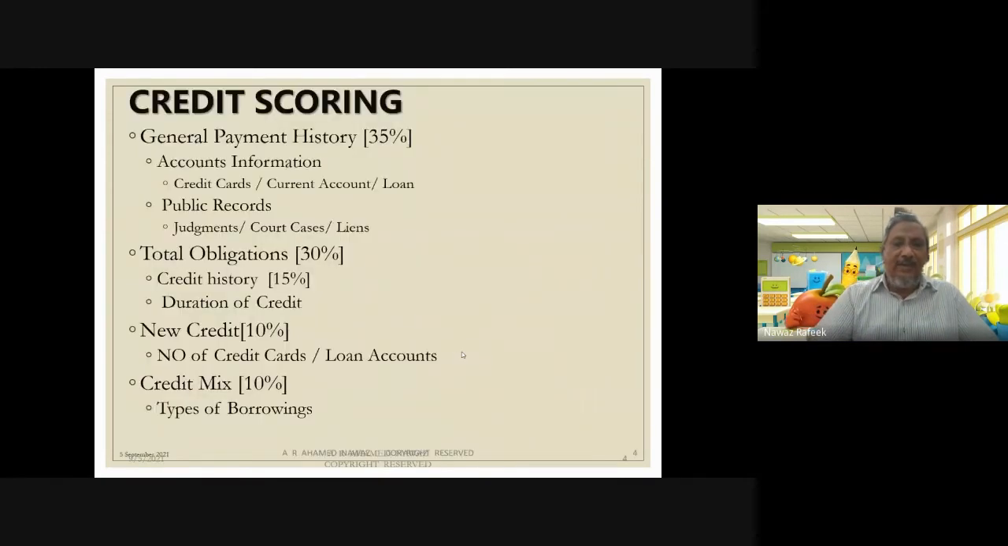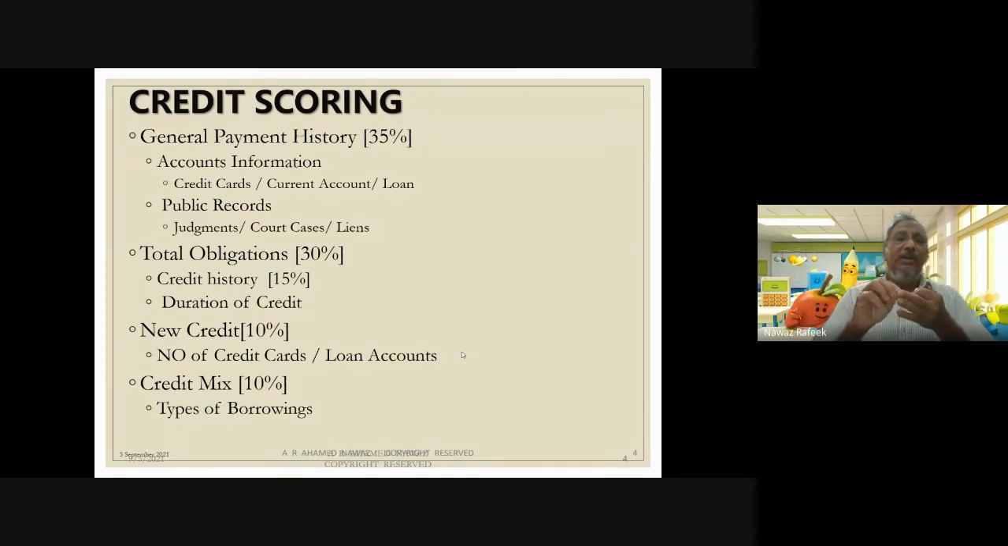So this again is a little different from the earlier one. It is the general payment history, 35%. Payment history is always given the highest percentage. Then account information: credit cards, current account, loan account. How is the payment history on the credit card on the due date: paid, partly paid, or not paid.